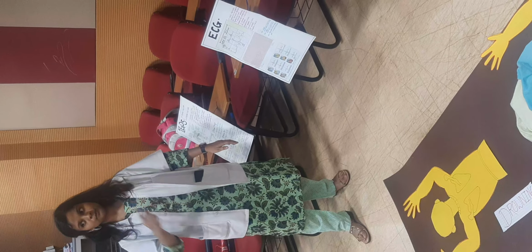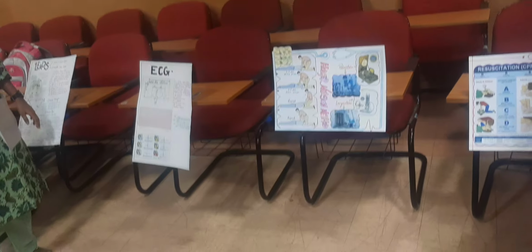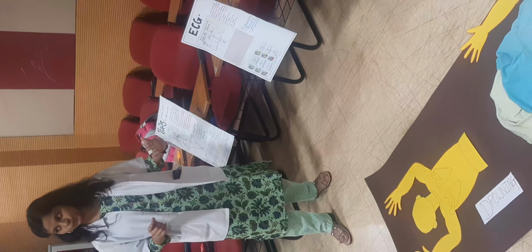So from the right arm to the left arm, it means lead 1. Lead 2 is from the right arm to the left leg, and lead 3 is from the left arm to the left leg. So there is one law which is called Einthoven's law, which means lead 2 is equal to lead 1 plus lead 3. If we use the value of lead 1 and 3, we can calculate lead 2.